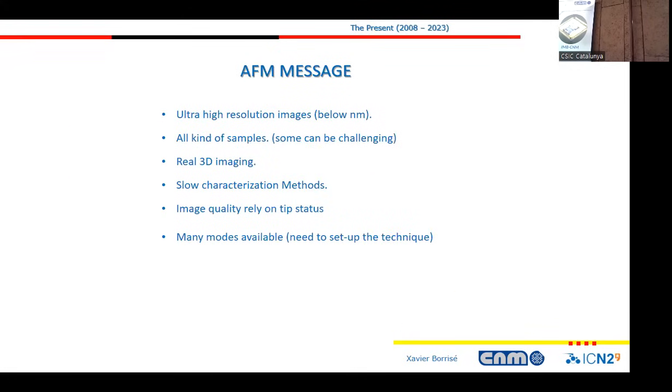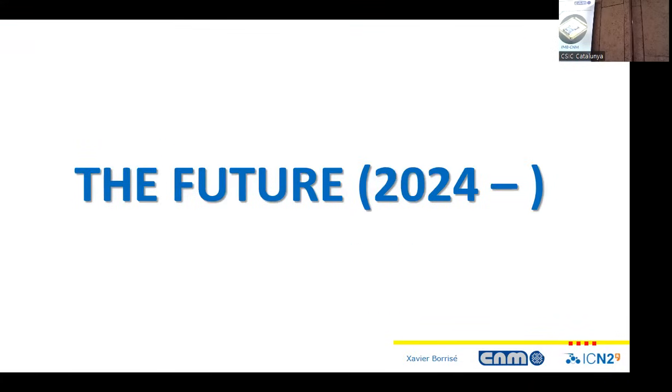So yeah, as a message, we have ultra high resolution of images, any kind of sample can be imaged. We have 3D imaging. It's a very slow characterization process, but it gives very high quality. And of course, the resolution always relies on the quality of the sample. Okay, and the situation is that after some initial bugs it's working perfectly, so it can be used as a service and as a self-service also. Okay, so now we are reaching the future.